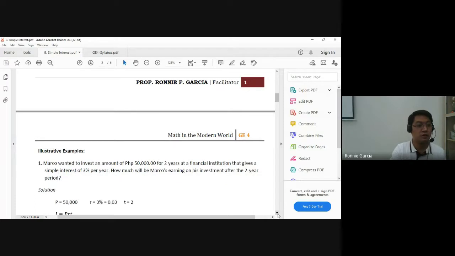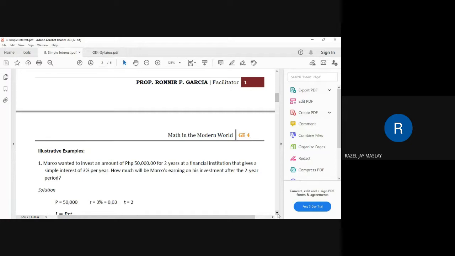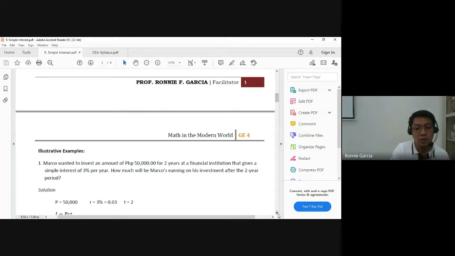So what is now the formula to be used? How much will be the earning? So interest. What is the formula to be used? Since you have written the givens, P is equal to 50,000 pesos. Rate is 3%. 3% can be converted to decimal. For your calculator, 3% is equivalent to 0.03.